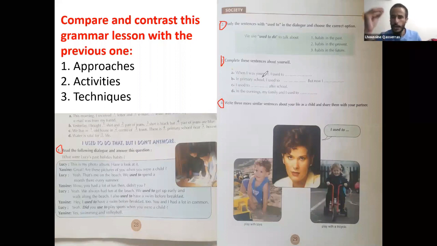Communication, please. When we talk about communicative activities, we talk about role plays, discussions, debates, conversations, dialogues, interaction. So these are communicative activities. But here, it's somehow not communicative because the learner is going to write and then talk. But if they are going to complete the sentences about yourself and then compare with your partner, it's communicative. You agree with me? Okay?